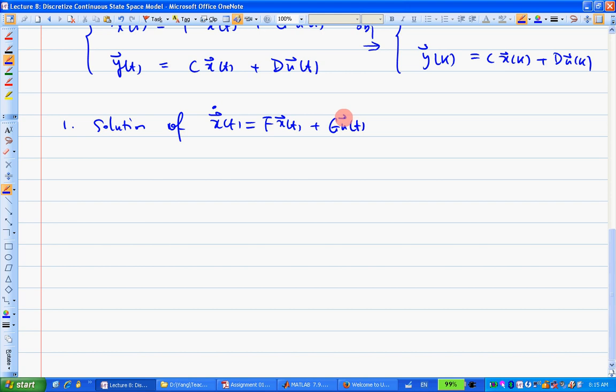If I get rid of the vector sign here, and consider X just a scalar quantity, I'm going to move this term over here and the other side is this. If I get rid of the vector sign just temporarily, what is this guy here? What order of the system is this? Second order? First order. So this is first order. What kind of differential equation is this?